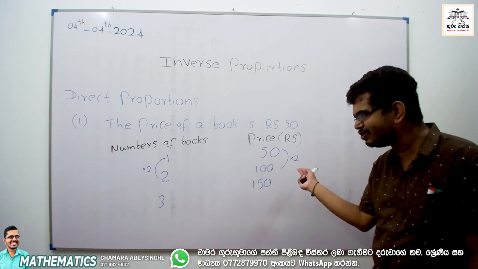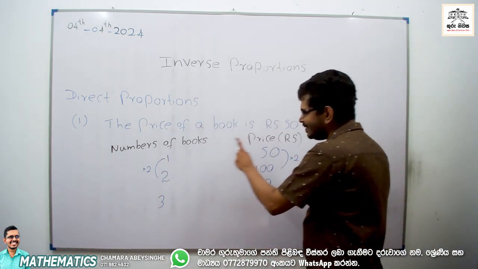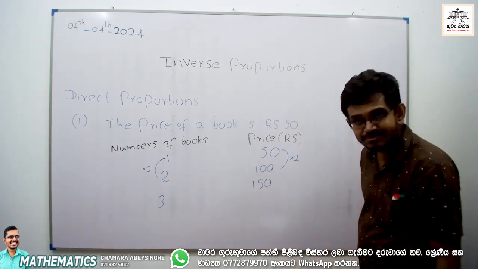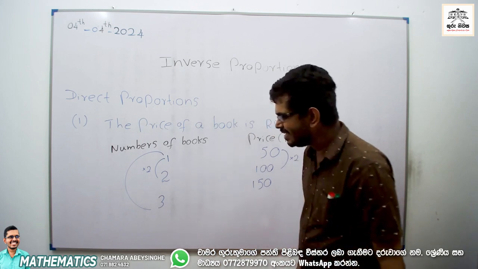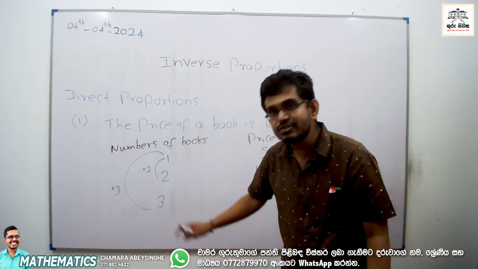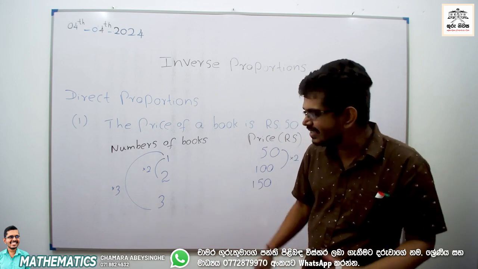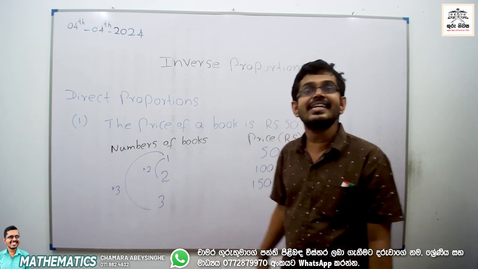Increasing 2 times. And let's see. One book is 50 rupees. 3 books is 150 rupees. And 1, student, we should multiply by 3. 3 is created. That means numbers of books increase 3 times.